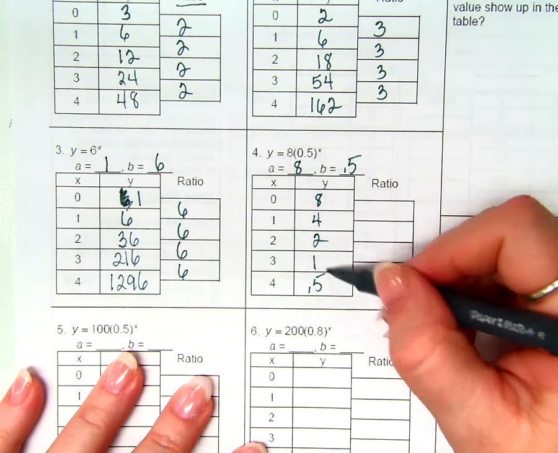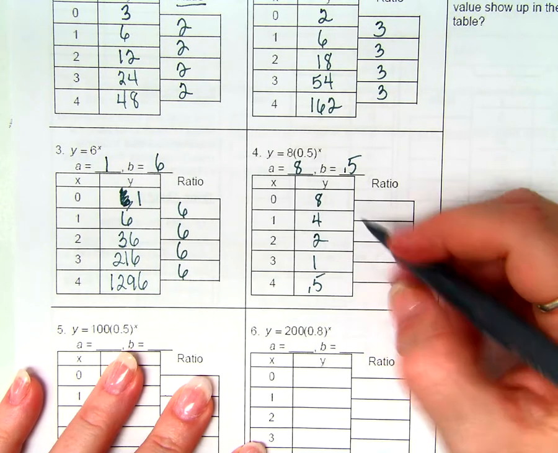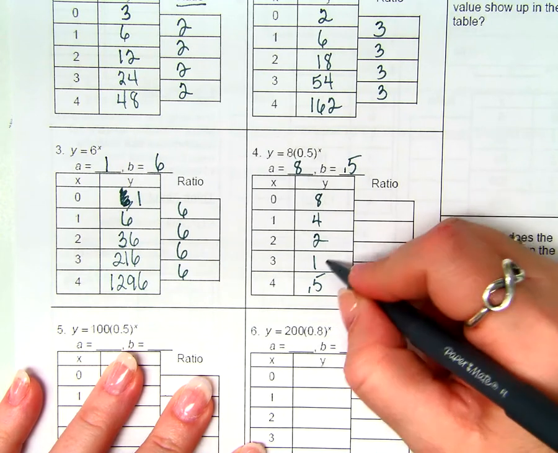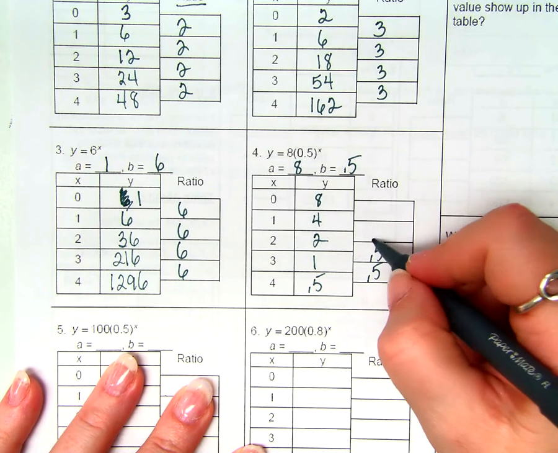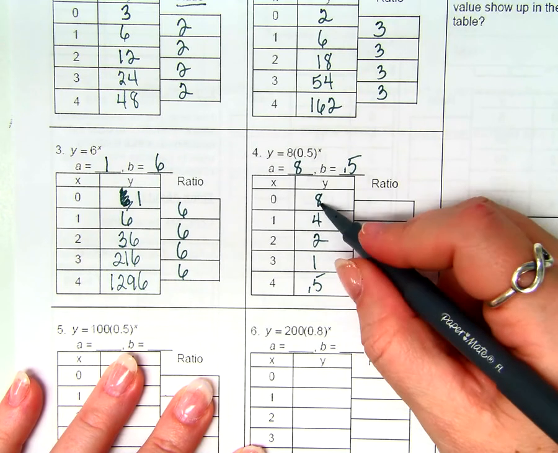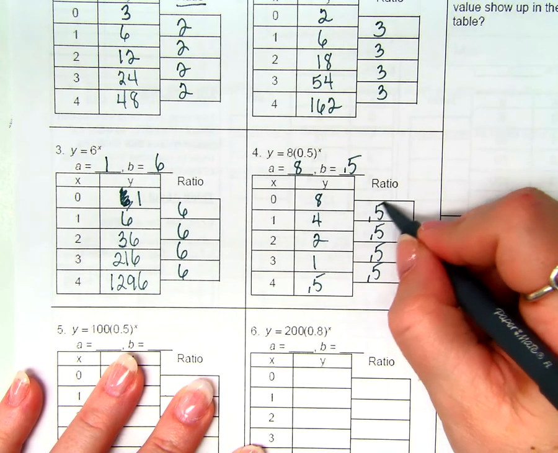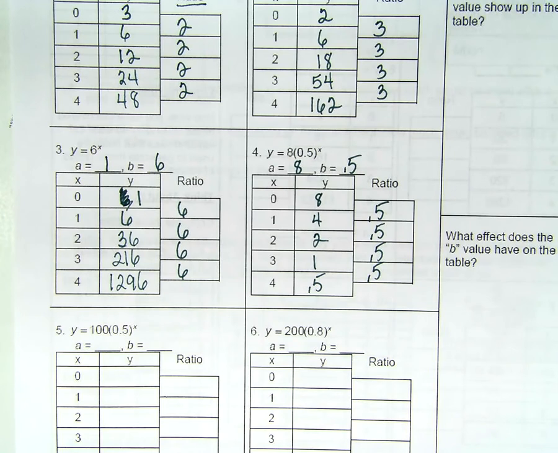What's 0.5 divided by 1? 0.5. What's 1 divided by 2? 0.5. What's 2 divided by 4? 0.5. And what's 4 divided by 8? 0.5. Do it.